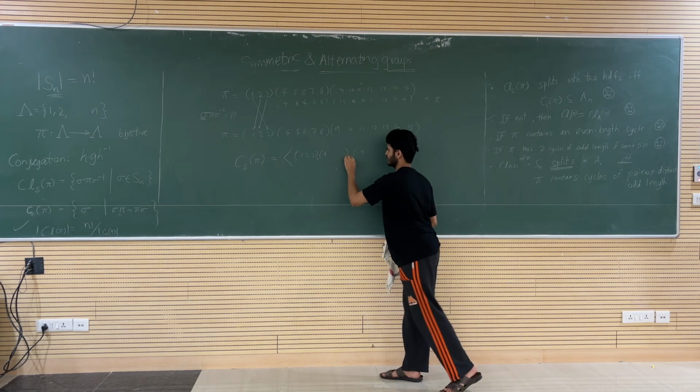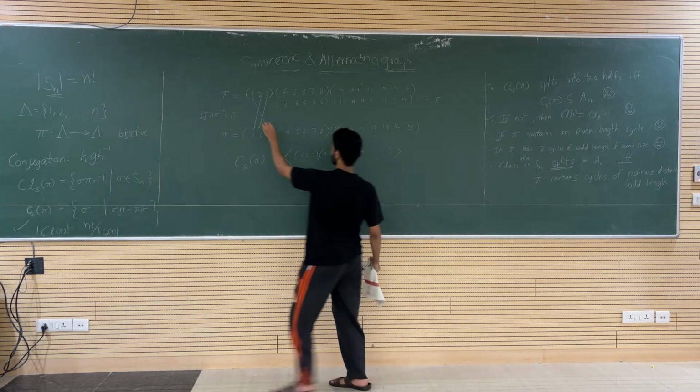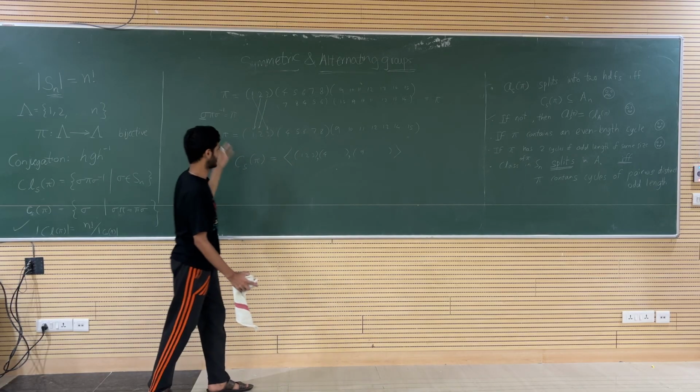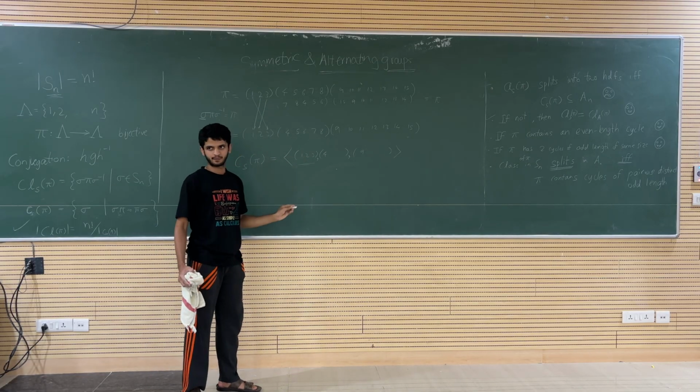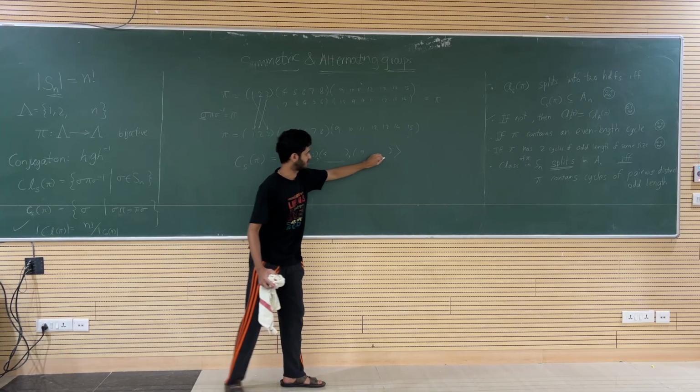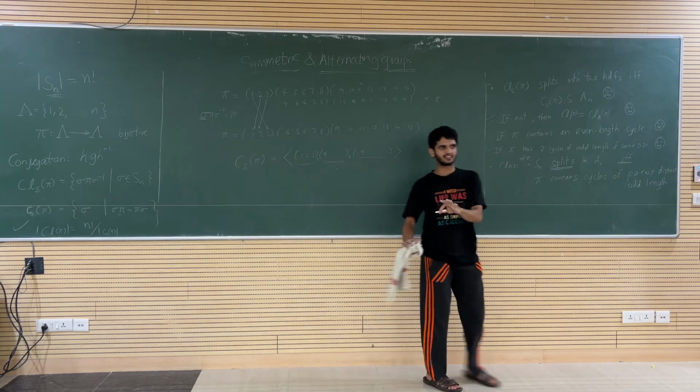It's a subgroup generated by these elements. See, 1 going to 2, 2 going to 3, 3 going to 1. That sigma is exactly this cycle. Then you have this cycle, and you have this cycle. This is the proof. Okay, there is nothing more to this.